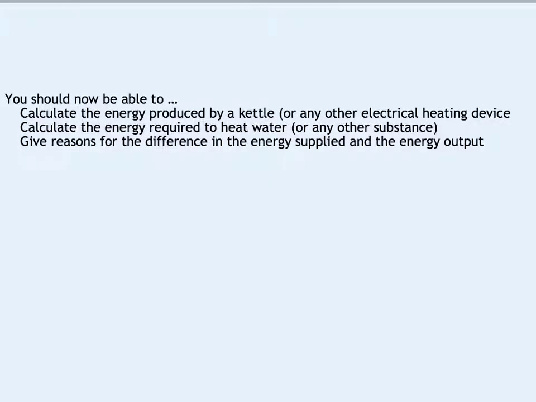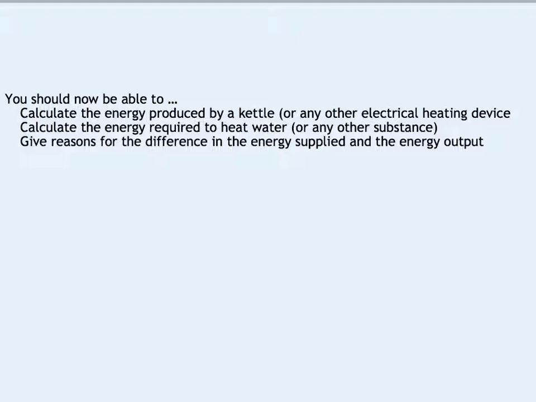Right, now we're coming to the end of this revision session. You should now be able to do the following things. You should be able to calculate the energy produced by a kettle or any other electrical device, because it's all exactly the same. It doesn't matter whether it's a kettle, a hairdryer, a toaster, an oven. The calculation is exactly the same.